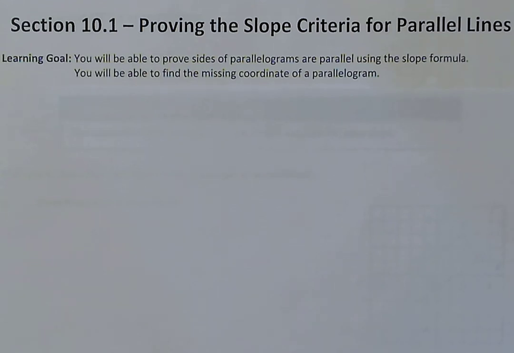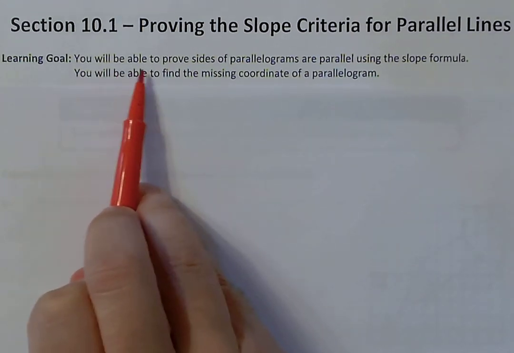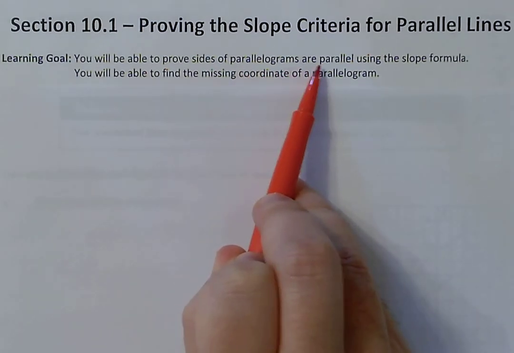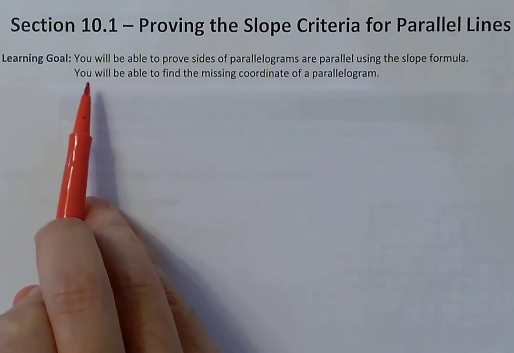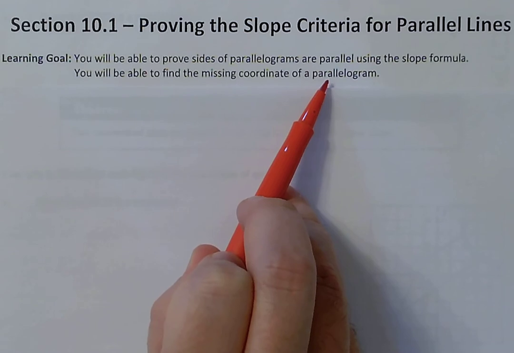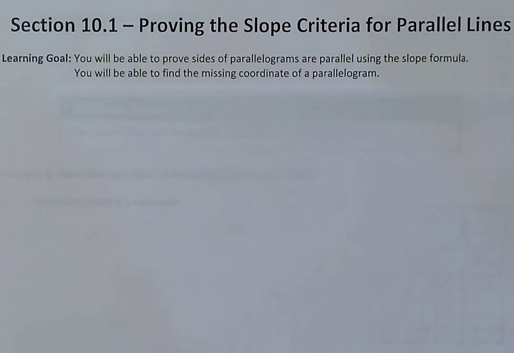So our first learning goal for today is that you will be able to prove sides of parallelograms or trapezoids are parallel using the slope formula, or you will be able to find the missing coordinate of a parallelogram. So we have two different things we're going to look at today. The first one is proving that sides of either parallelograms or trapezoids are parallel to each other. And then we'll also go through and find a missing coordinate value of a vertex of a parallelogram. So let's go ahead and get into our stuff for today.